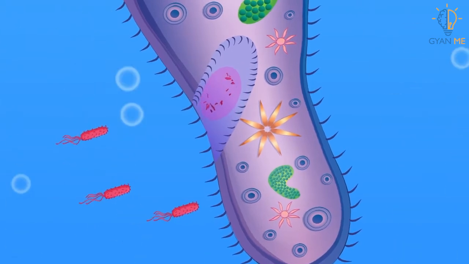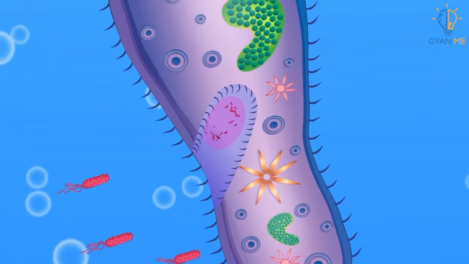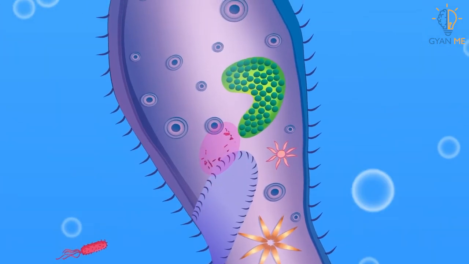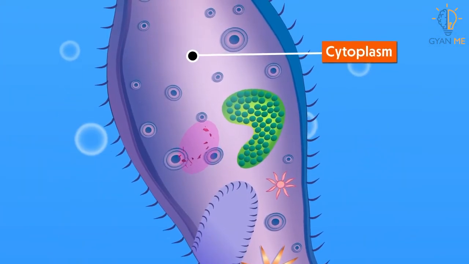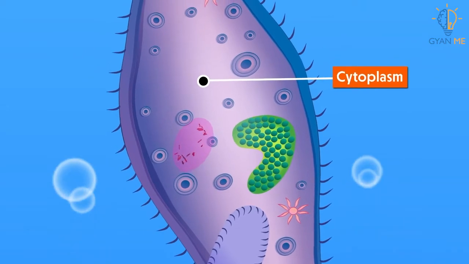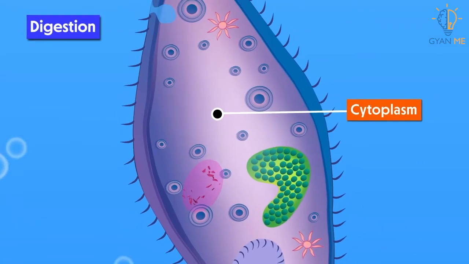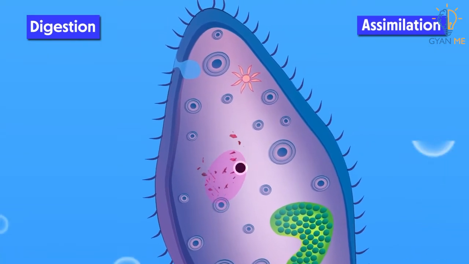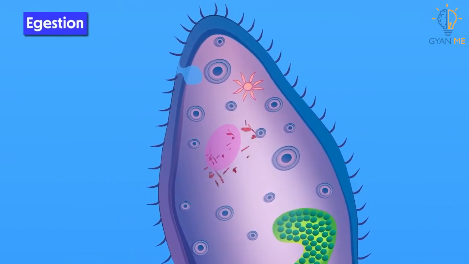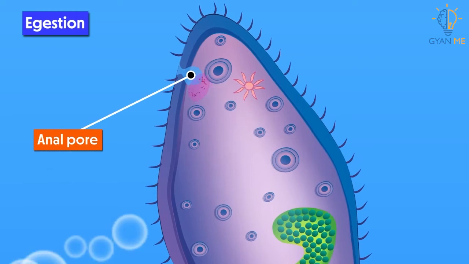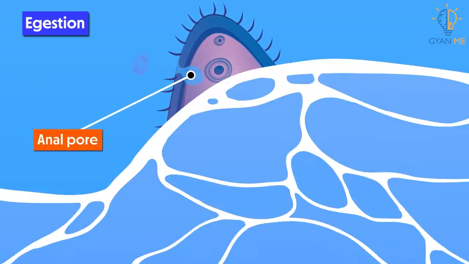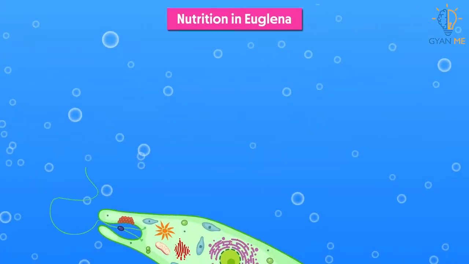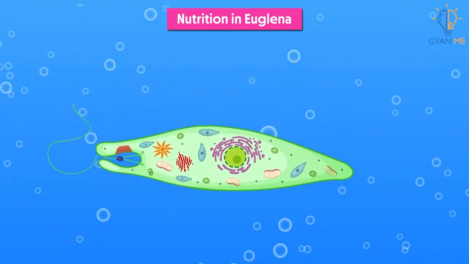The food vacuole travels through the cell, so the nutrients diffuse through the vacuole's membrane into the cytoplasm. The other nutritional processes like digestion and assimilation are similar to the processes in amoeba. Any remaining waste materials are eliminated through an anal pore. Students, now let us learn about nutrition in another unicellular organism, Euglena.